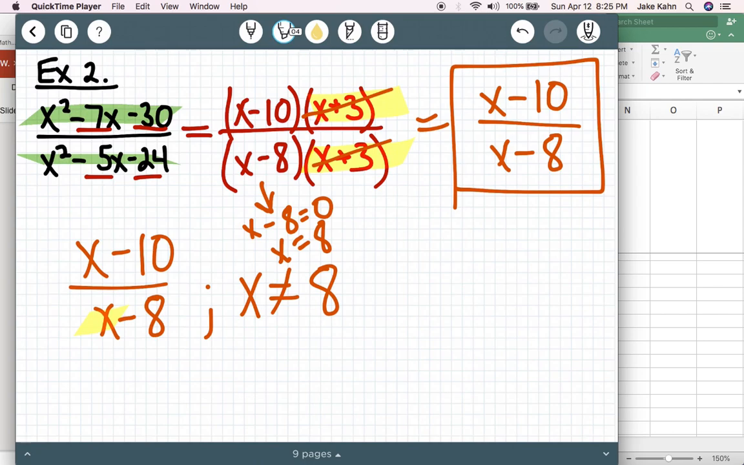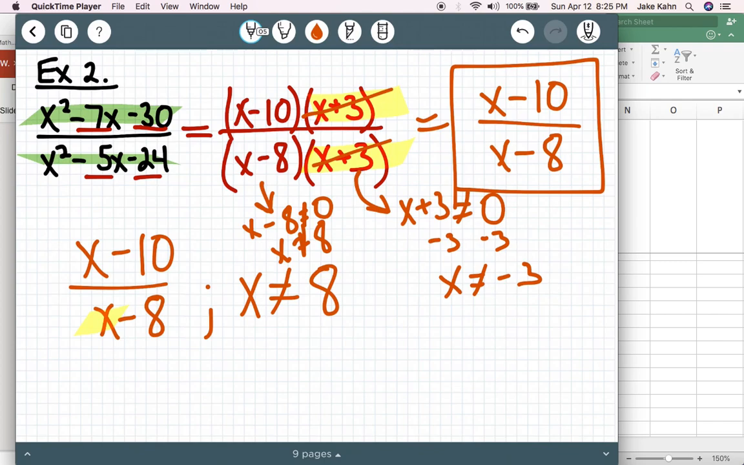But also, even though we canceled it out, you still have to factor in this factor. X plus 3 cannot be equal to 0. I should include that right here, right? X plus 3 cannot be equal to 0. Subtract 3 from both sides. That means that x cannot be equal to negative 3. So we actually have two restrictions on the domain here. X cannot be equal to positive 8, and it cannot be equal to negative 3.